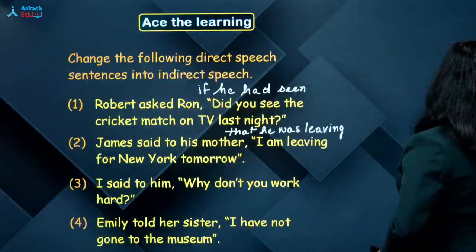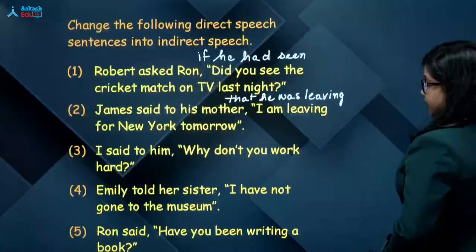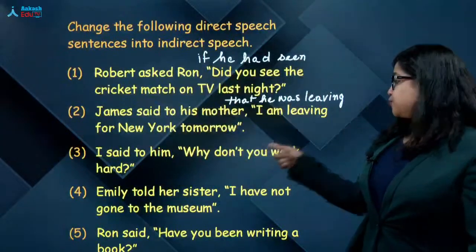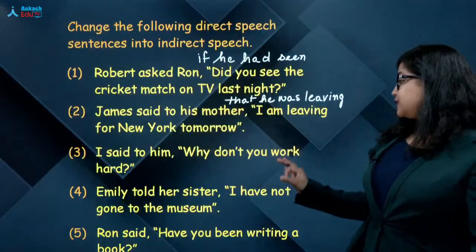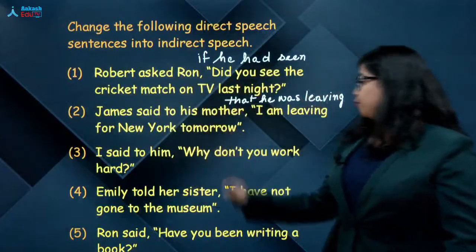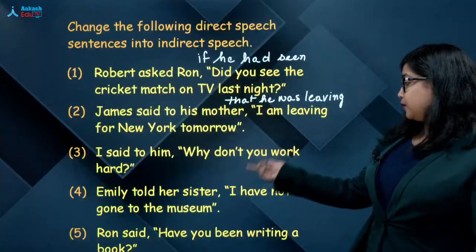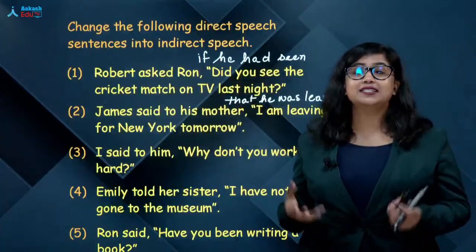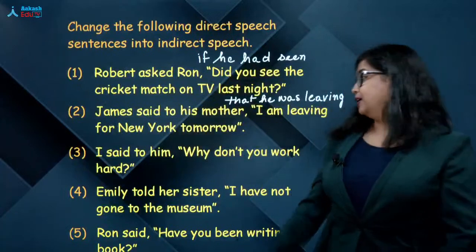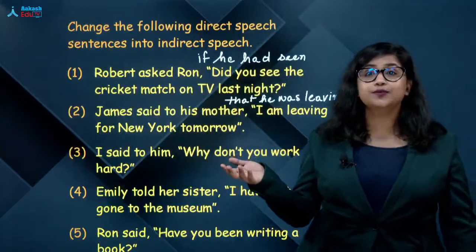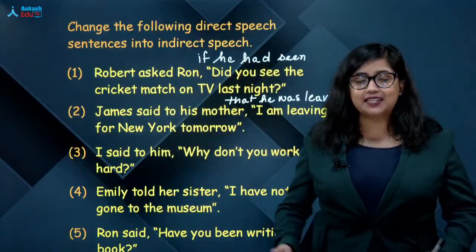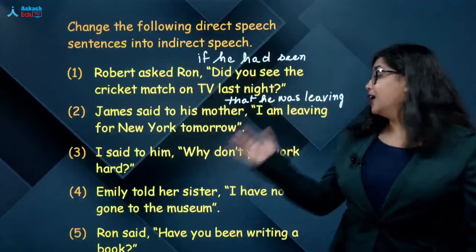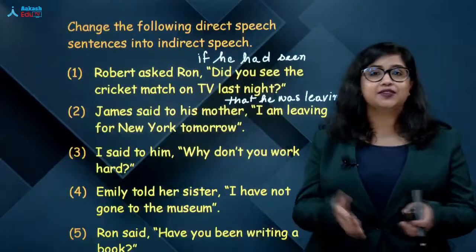Moving ahead with the next sentence. Come on, let us look at the sentence. I said to him, why don't you work hard? Look at the sentence carefully. I said to him, why don't you work hard? Okay, which means this is your simple present tense sentence. Alright, now simple present tense changes to, absolutely correct, it of course changes to simple past tense. So go ahead, look at the question carefully and try to guess the correct answer.